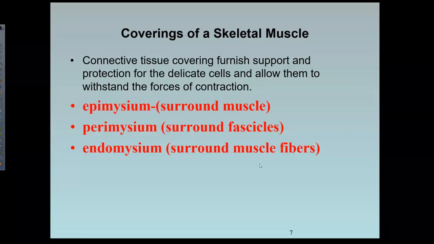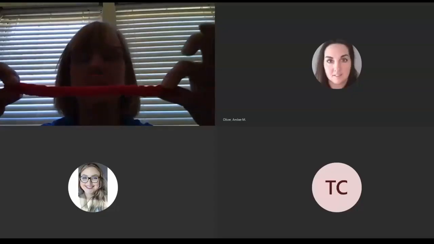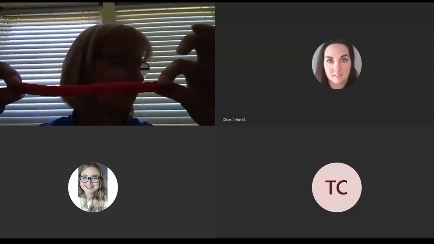The perimysium is going to cover the fascicles. And then you have something called an epimysium that covers the whole muscle itself. And then when you get a bunch of muscle groups together, you get something called fascia, which we'll do in a second.